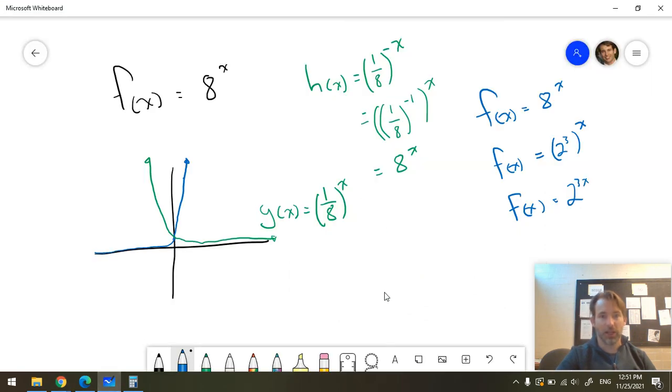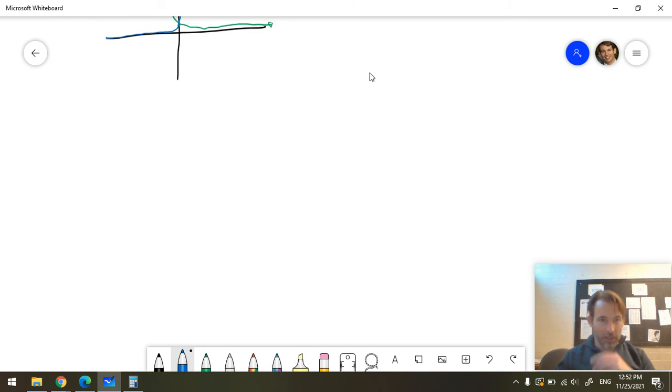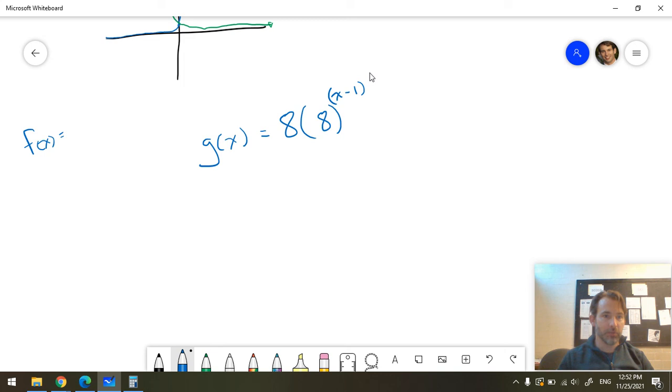Let's take a look at algebraically why those two are the same. Okay, so I suggested that if I have a new function g of x, let's say, is equal to 8 multiplied by 8 to the x minus 1, I suggested that that would be the same thing as f of x equals 8 to the x. That was your given function, which is equal to g of x. Let's prove that that's true. Okay, let's work on this here.